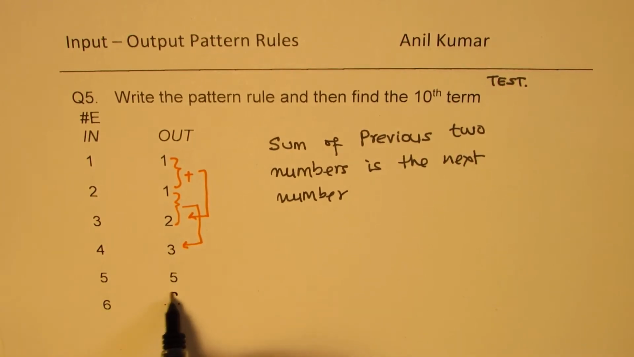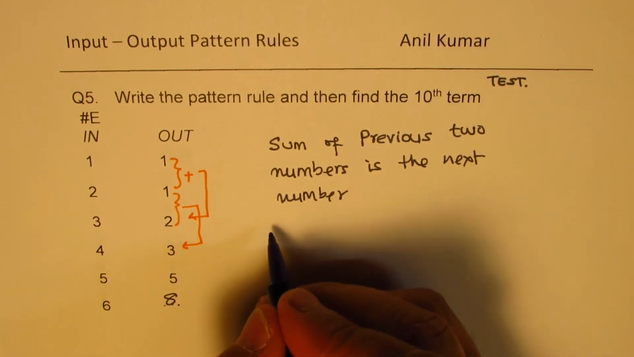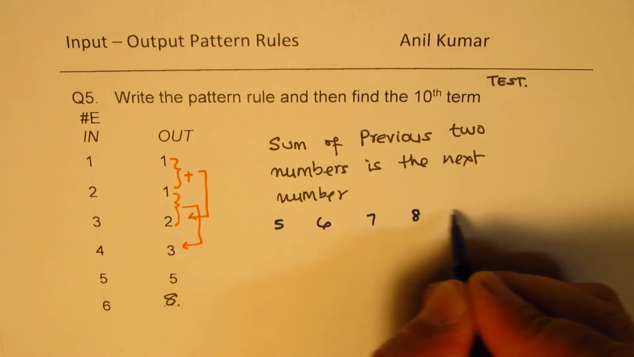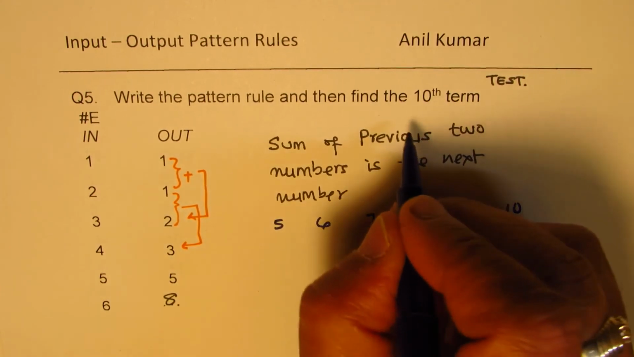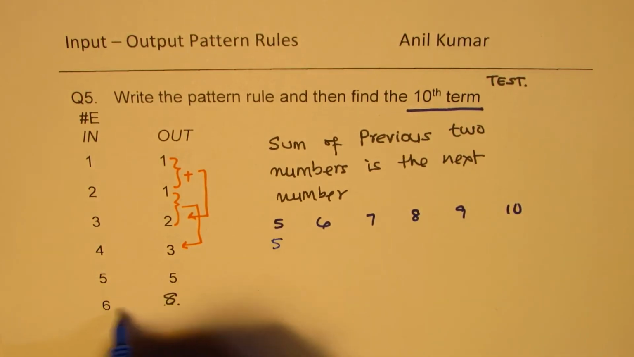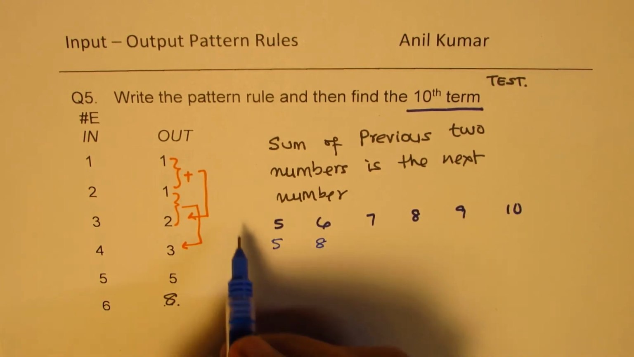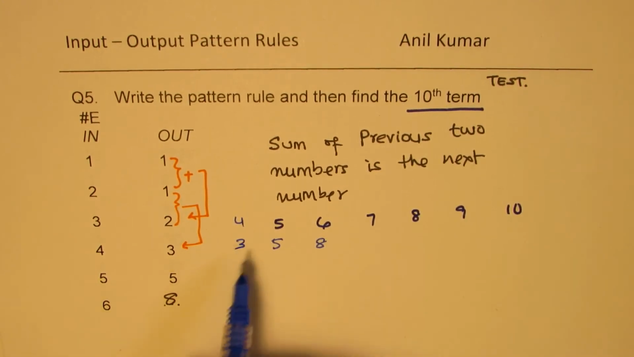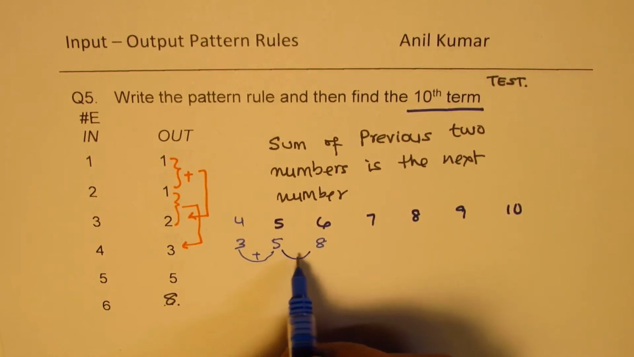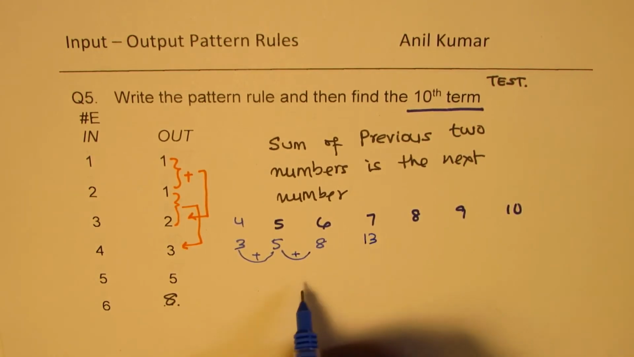So 5 plus 3 is 8. So this is going to be 8. And that is how we can complete our series, right? So let me write down the term numbers 5, 6, 7, 8, 9, and 10. We need to find the 10th number. How are we going to find it? Well, number 5 is 5. Number 6 is 8. Well, 4 was 3, so we added 3 and 5 to get 8. So 5 plus 8 is 13, correct?